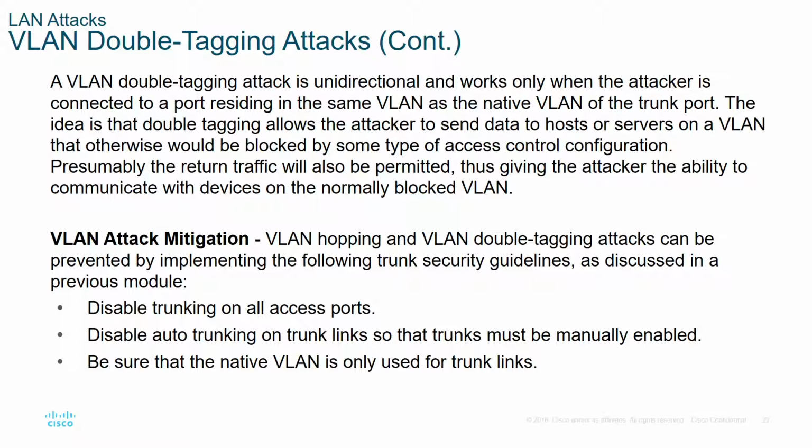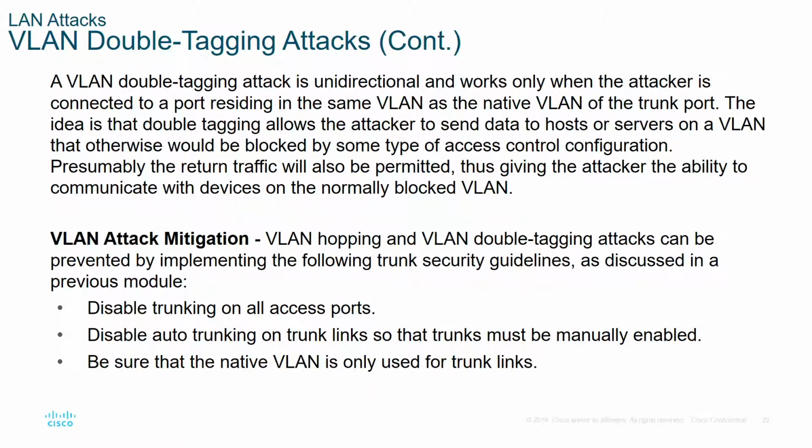A VLAN double tagging attack is unidirectional and works only when the attacker is connected to a port residing in the same VLAN as the native VLAN of the trunk port. The idea is that double tagging allows the attacker to send data to hosts or servers on the VLAN that otherwise would be blocked by some type of access control configuration. Presumably, the return traffic will also be permitted, thus giving the attacker the ability to communicate with devices on the normally blocked VLAN.